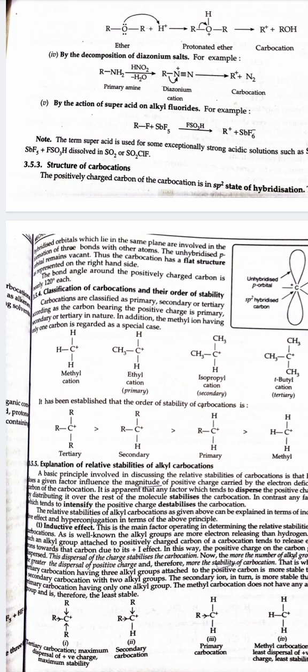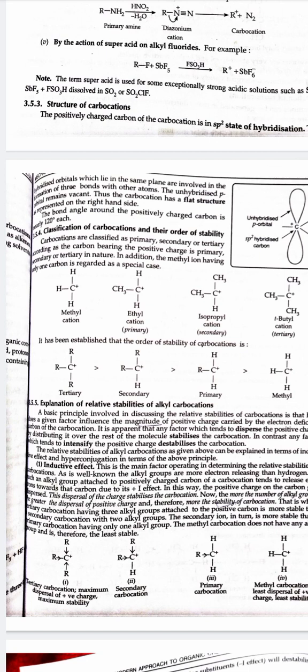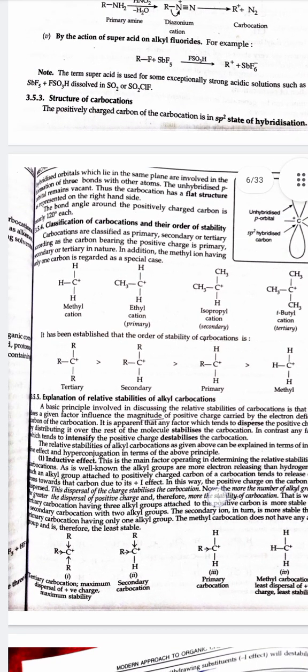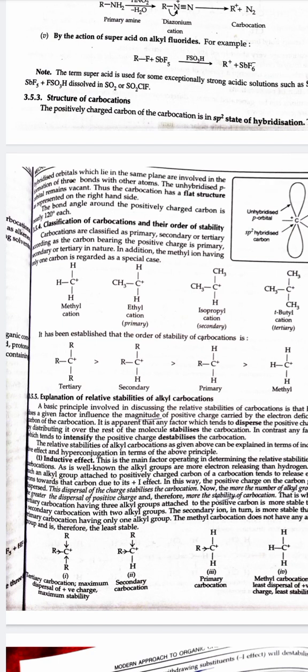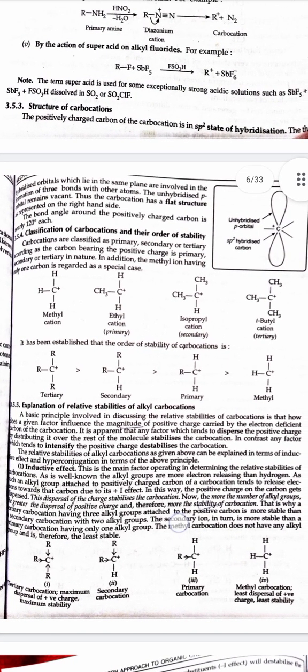It has been established that the order of stability of carbocations is tertiary, then secondary, then primary and then methyl. Explanation of relative stabilities of alkyl carbocations. A basic principle involved in discussing the relative stabilities of carbocations is how a given factor influences the magnitude of positive charge carried by the electron deficient carbon of the carbocation.